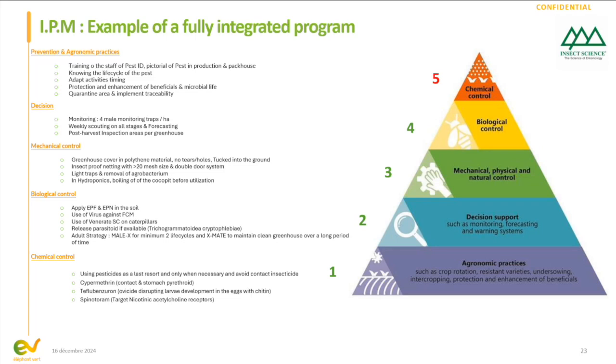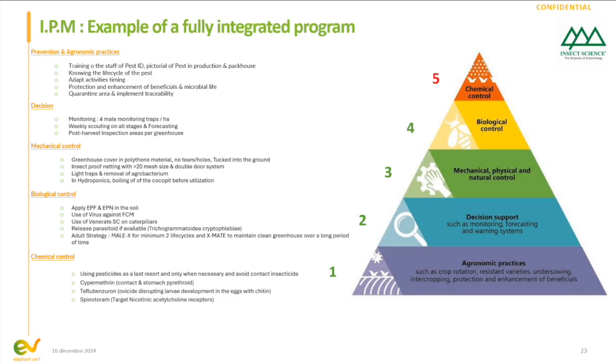So biological, I feel we spoke about it, but it's always good to remind you. Apply EPF and EPN, entomopathogenic fungus and entomopathogenic nematodes, for those who don't know. Use the virus. It's very good because you can infect larvae through the virus. Venerate SC is a very good metabolite based on bacteria that will work through ingestion and destroy the mouth system of the pest. It's working well also on sucking pests, so it can be a very good residual effect on FCM larvae.